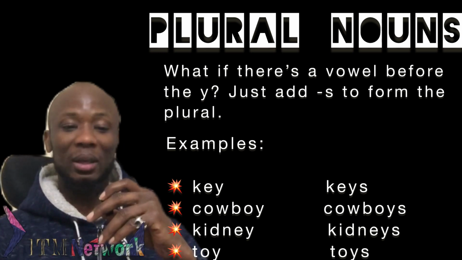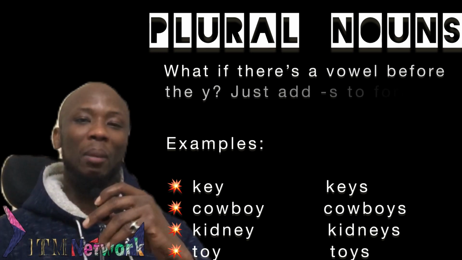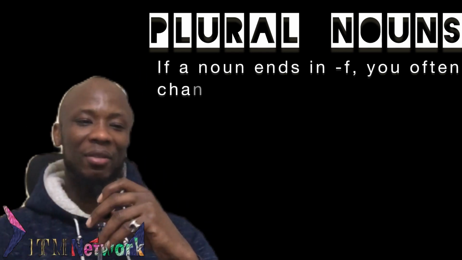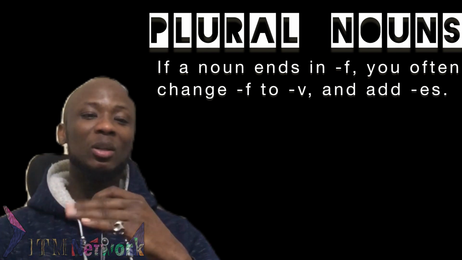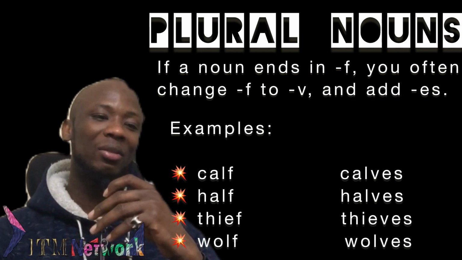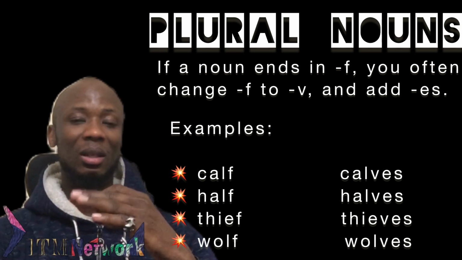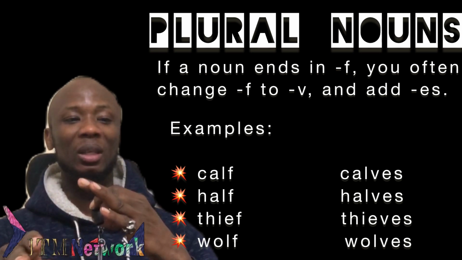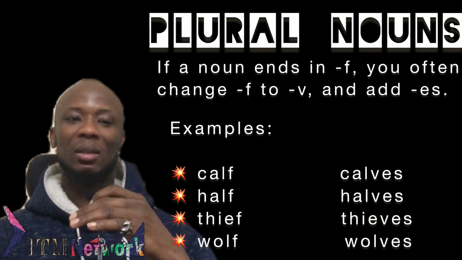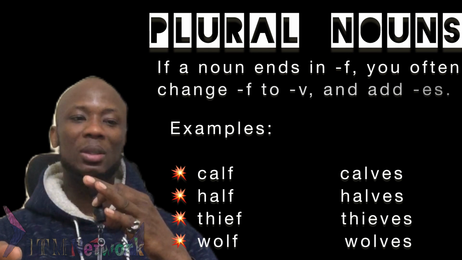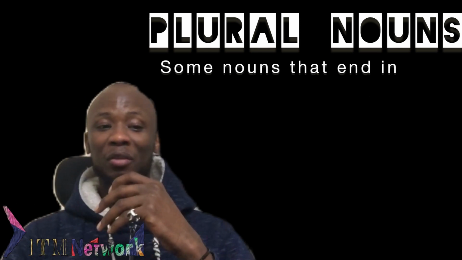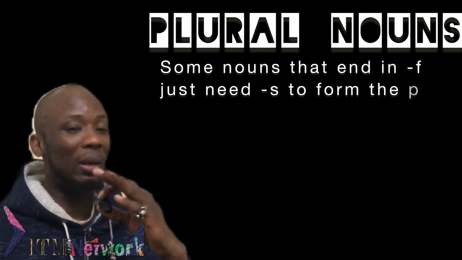Tray, trays; monkey, monkeys. If a noun ends in f, you often change the f to a v, and then you just add es. So if I have calf, I'm going to have calves. The f changes to a v, and then I'm adding es. Thief, thieves; loaf, loaves.